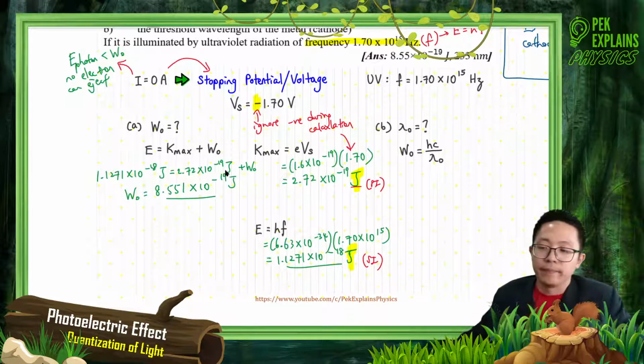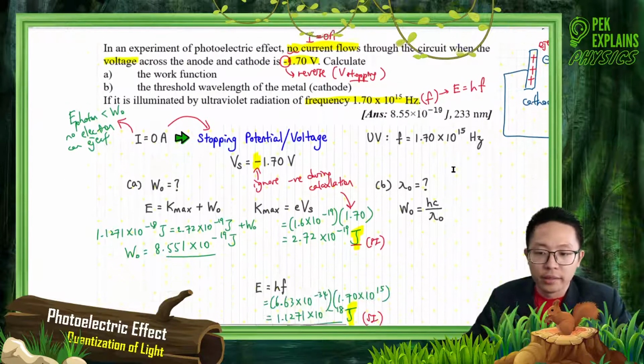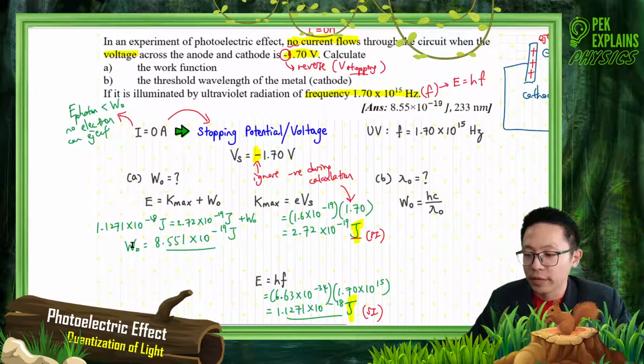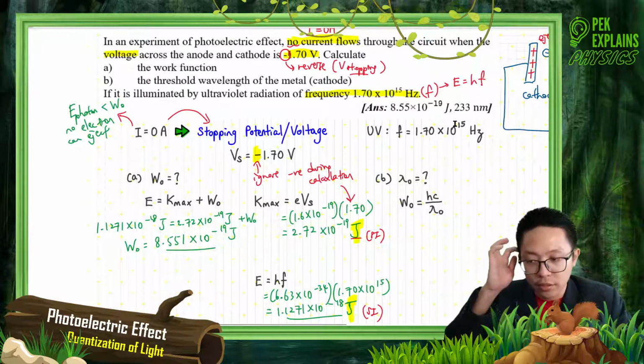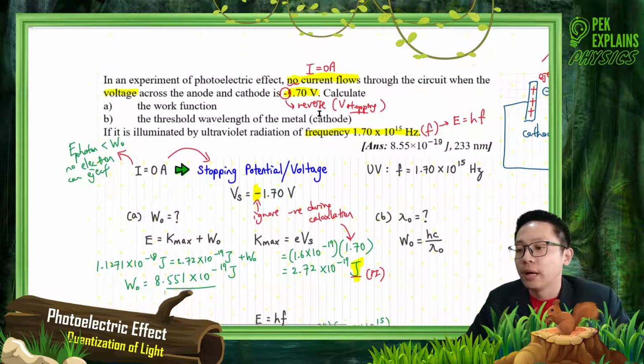Is that correct? Yes, the final answer is correct. Work function is 8.55 exponent negative 19 joule. That's correct, my answer. Okay, now let's move on.